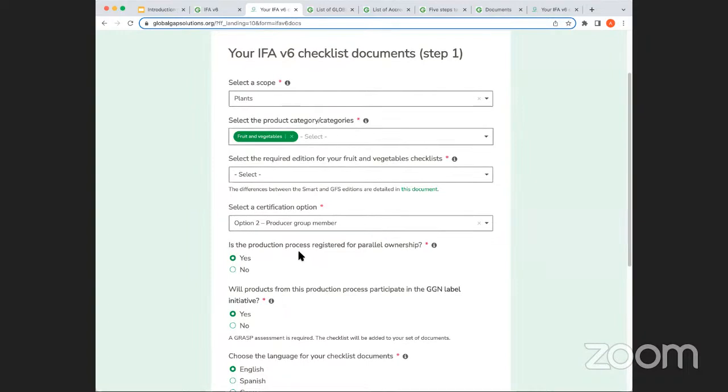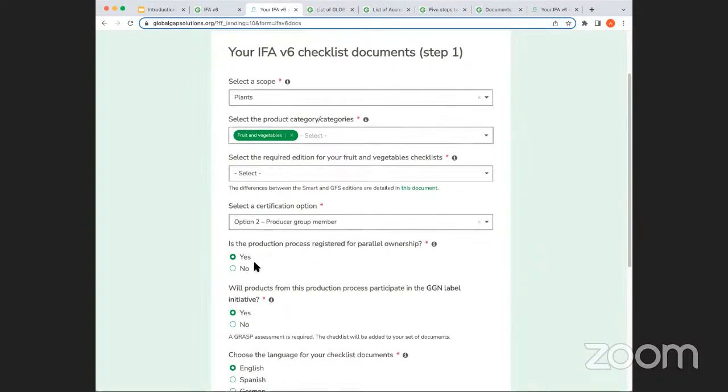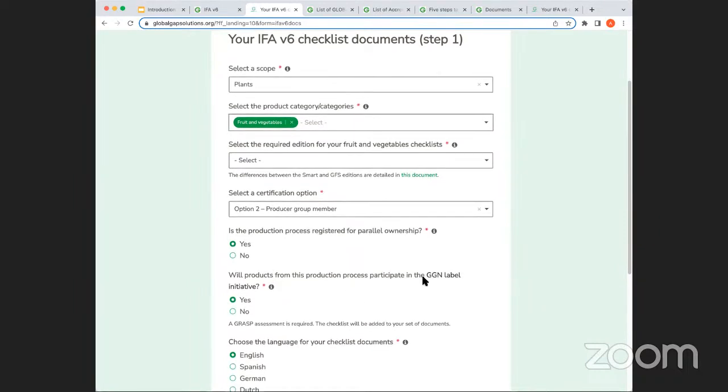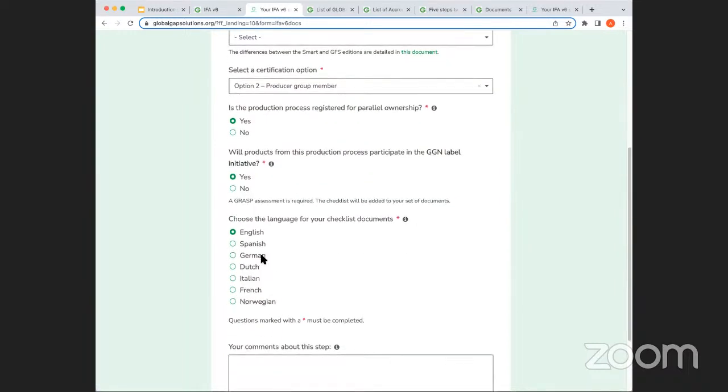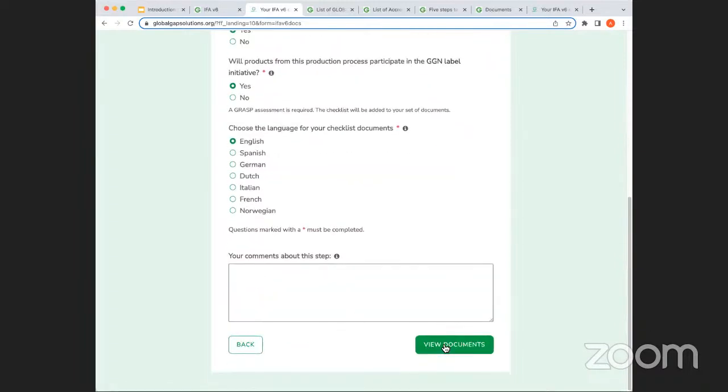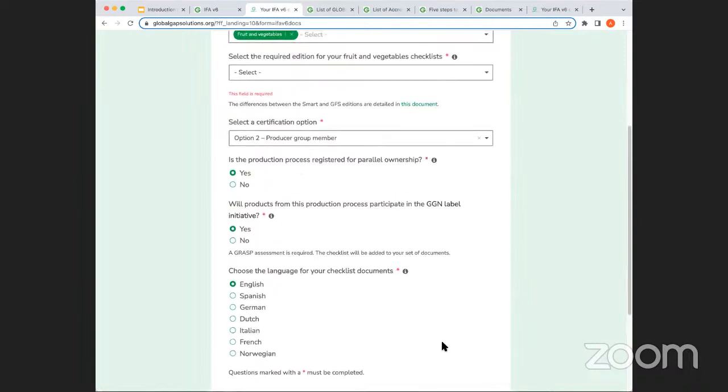Is the production process registered for parallel ownership? I say yes to that. Will this production process participate? So global GAP number, I say yes. I can read more about that, because this was a high level. Okay. Once I select that, I click view documents.